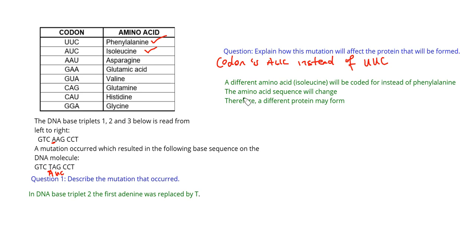Now, when we have that, it means that amino acid sequence will change. So amino acid sequence will change, and when it changes, a different protein will form. Once we form a different protein, it means that the protein will perform different functions.